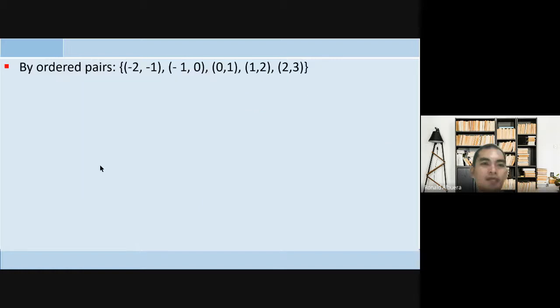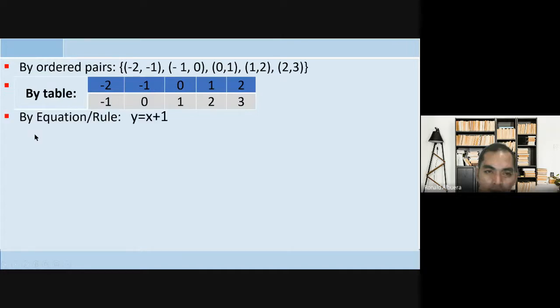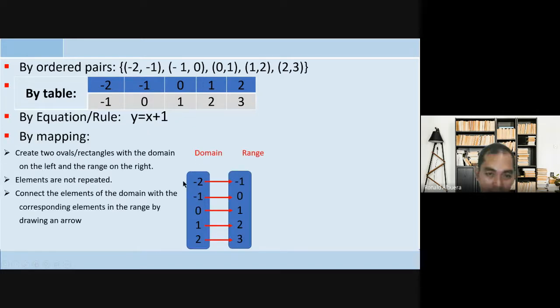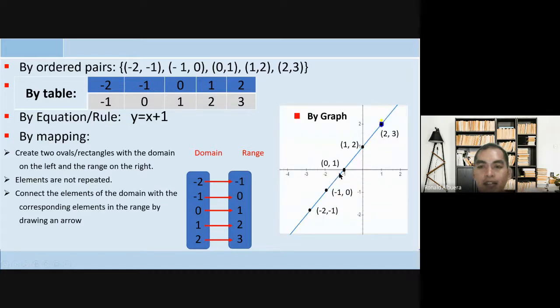Okay? Next, another example. A relation can be represented by ordered pairs, by table, by equation or rule. We have y equals x plus 1. This is an equation, or at the same time, a rule, or sometimes a formula. And by mapping, so this is an example of mapping. We have two sets, the first set of values and the second set of values, with the use of an arrow from left to right. Another is by graph. These are the 5 ways to write our relations.